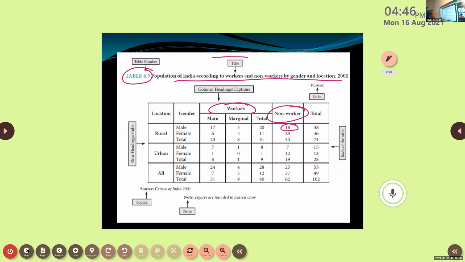What are the stub entries in this particular one? Which one is considered the row heading? Here so many headings are there. For each row you can see headings. What are they? Rural, urban, location. Under the location, you can see the headings rural, urban, and lastly total, I mean the total of those. So all these can be considered stubs. What is the other word for stub? Row headings.